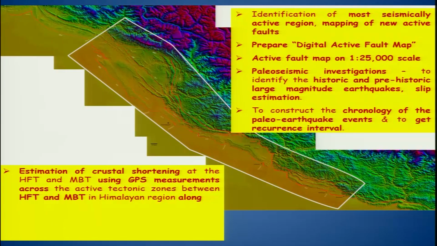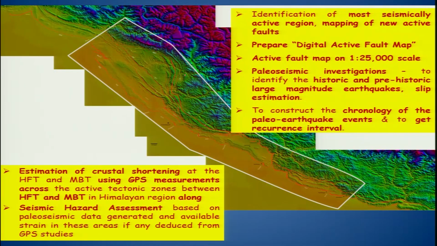We are also putting permanent GPS stations across this area to identify the areas which are deforming more as compared to one another, that is, the areas along the active faults. This is very similar to what I showed in the beginning, that we have multiple fault lines, and it is very similar to what has been seen along the San Andreas fault system. We want to go for seismic hazard assessment. This information will be extremely vital.